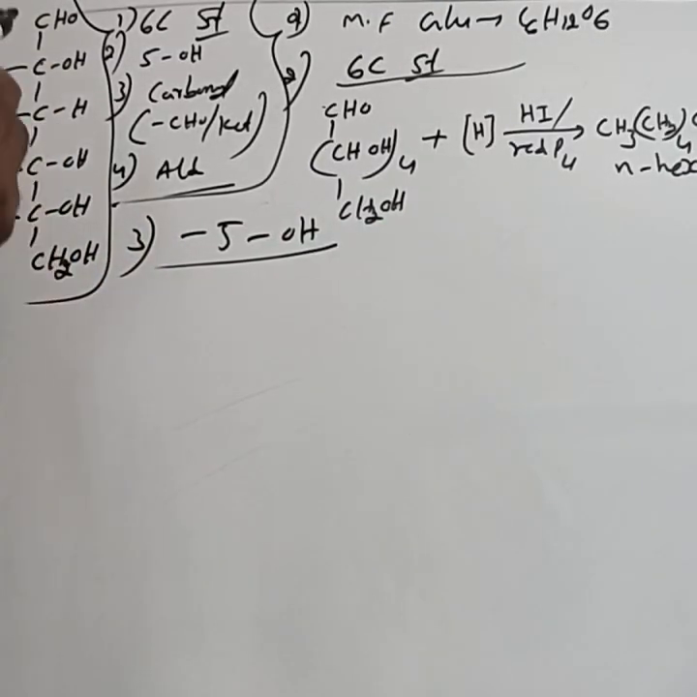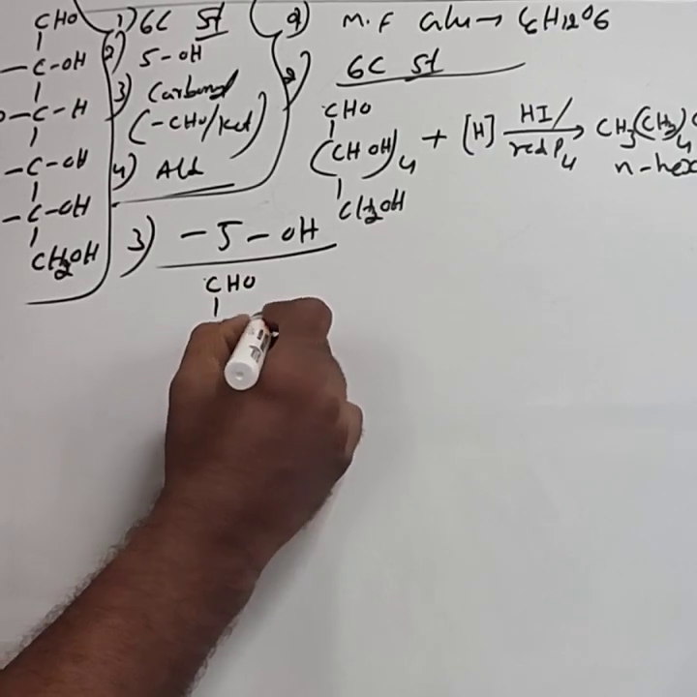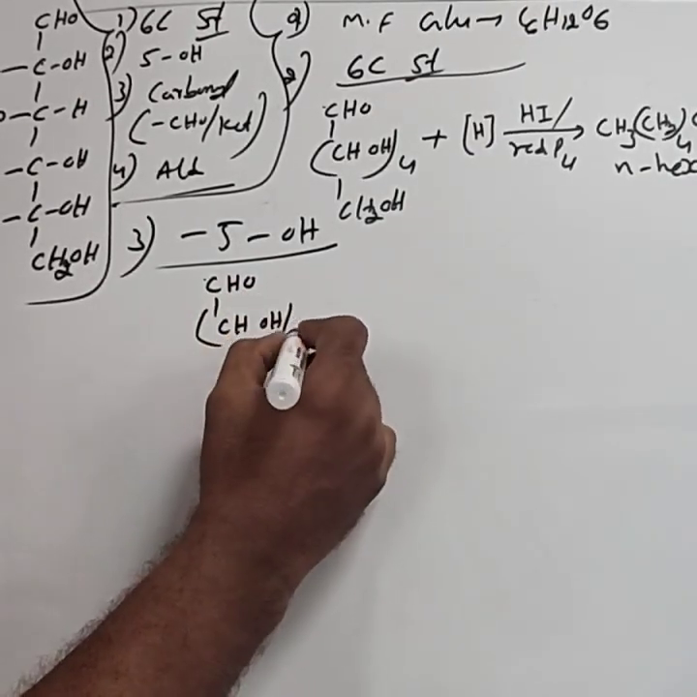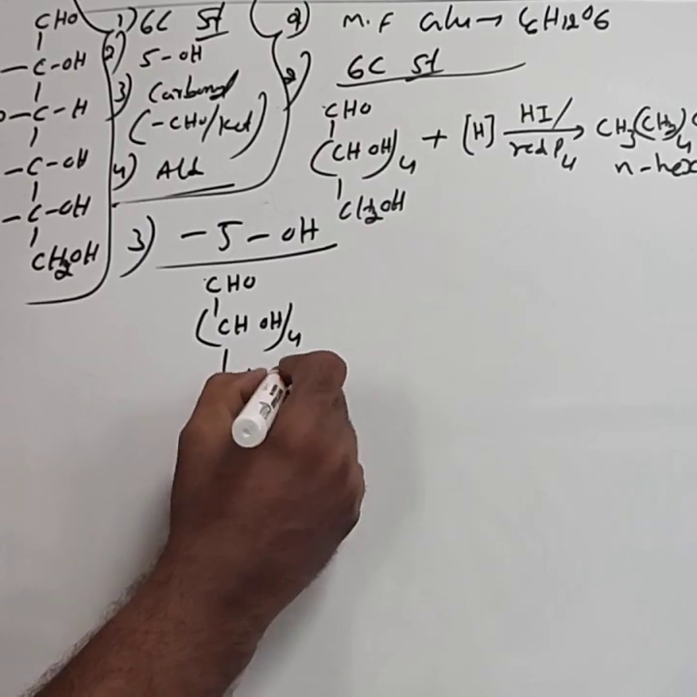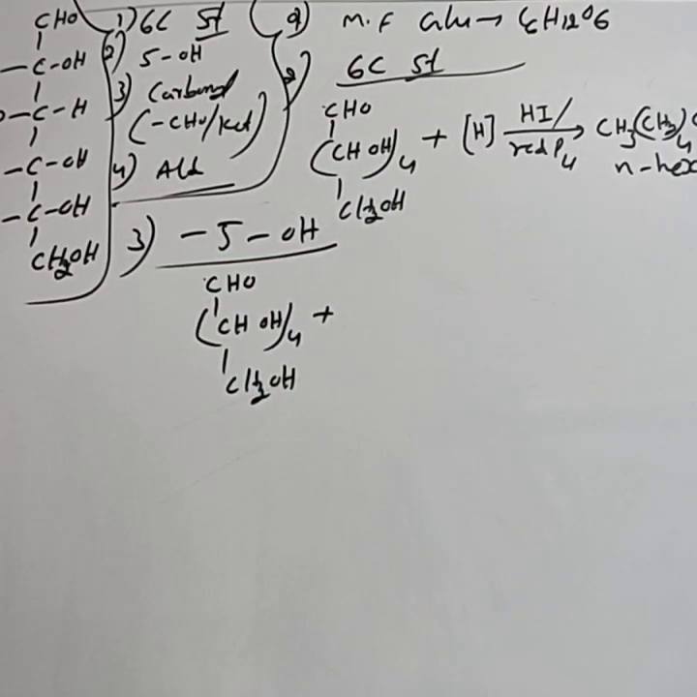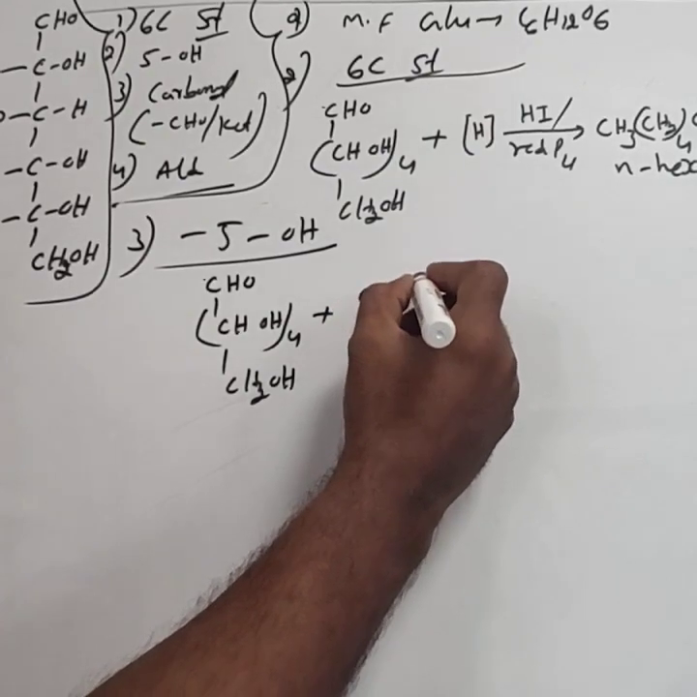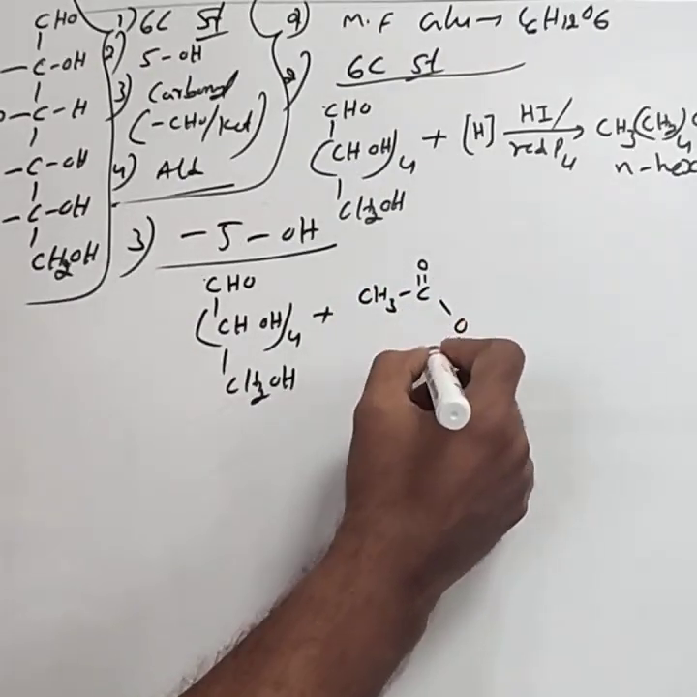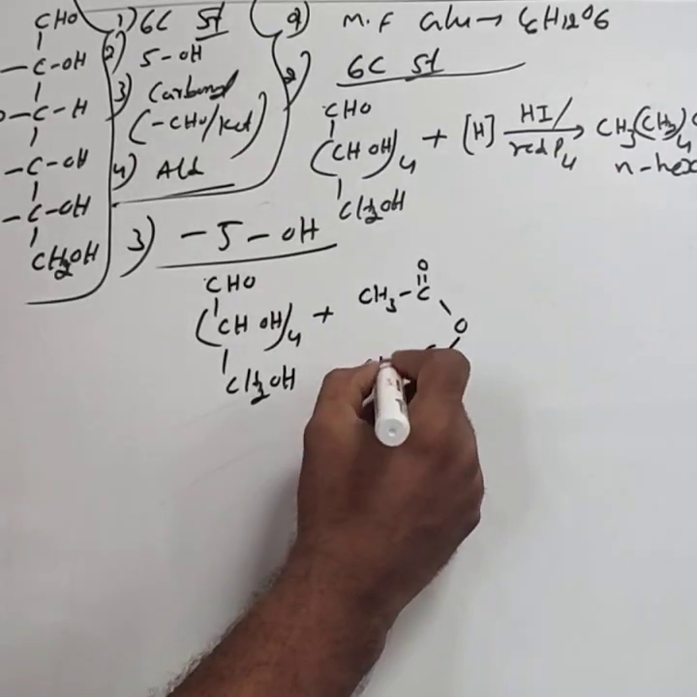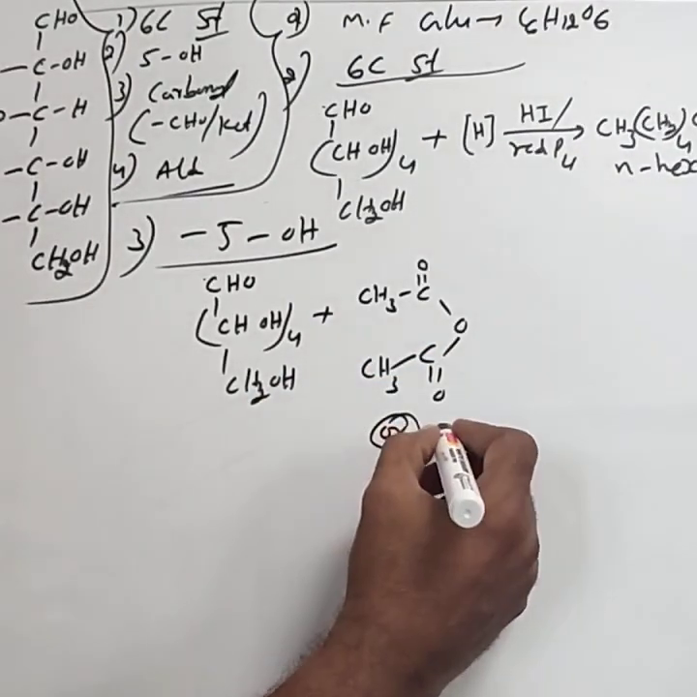Then the third point is the presence of 5 hydroxyl groups. In this structure, we can observe that glucose contains 5 hydroxyl groups. For that, glucose, CHO, (CHOH)4, CH2OH, is treated with acetyl chloride or acetic anhydride. The acetic anhydride formula is CH3COOCOCH3. This is acetic anhydride or acetyl chloride.